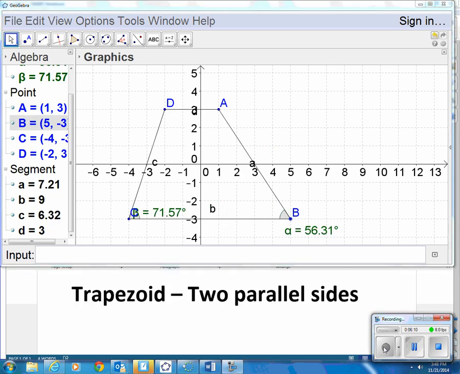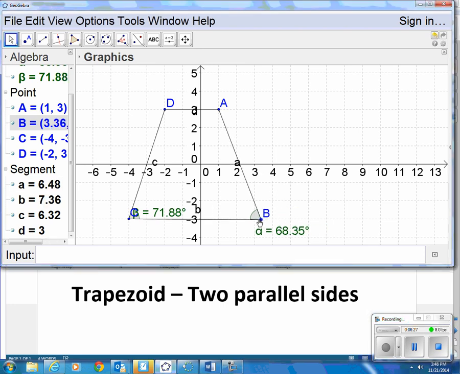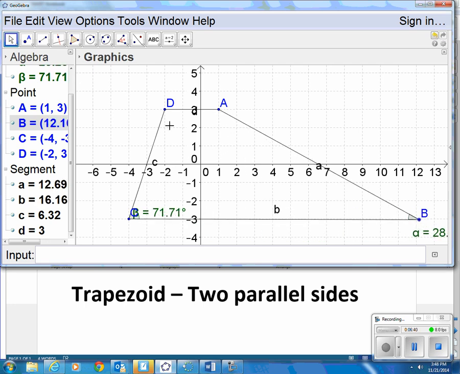A trapezoid only has to have two parallel sides. So this bottom one and this top one are parallel to each other. The other sides don't necessarily need to be parallel. So this is actually a trapezoid. Typically you see shapes that look more like this, or maybe like that, and they call them trapezoids. But the main thing is that they have two parallel sides.